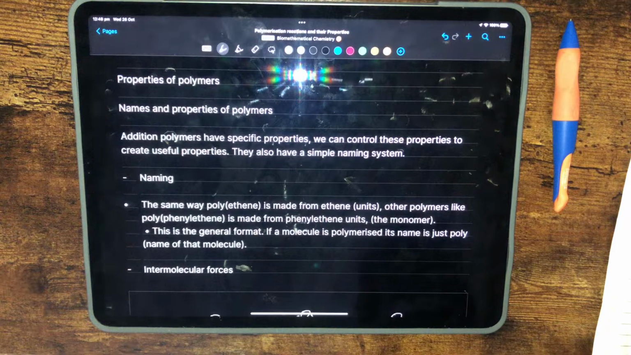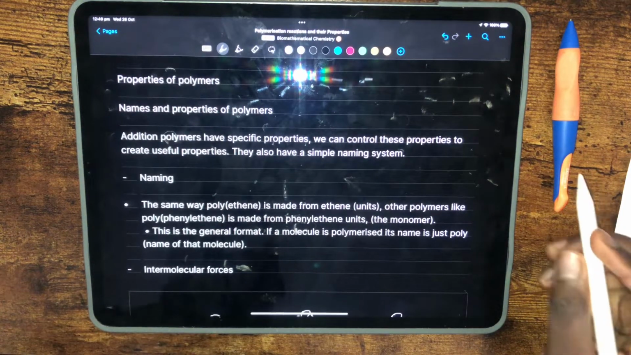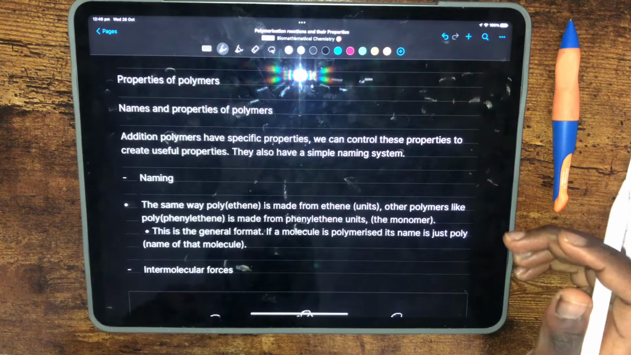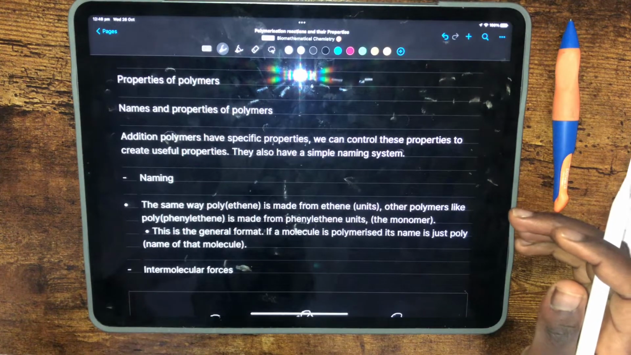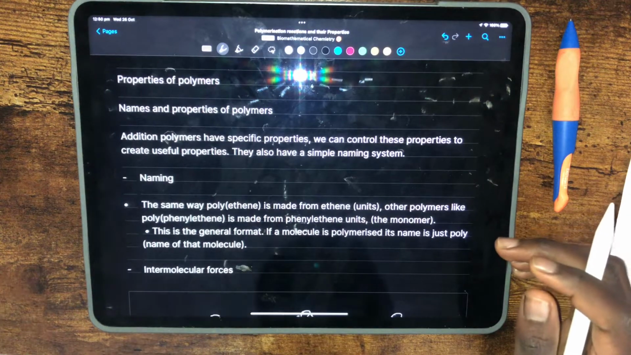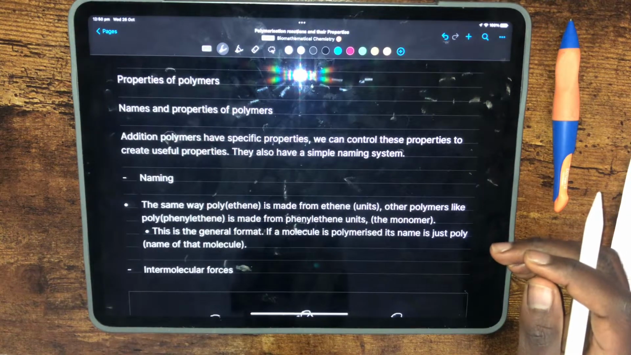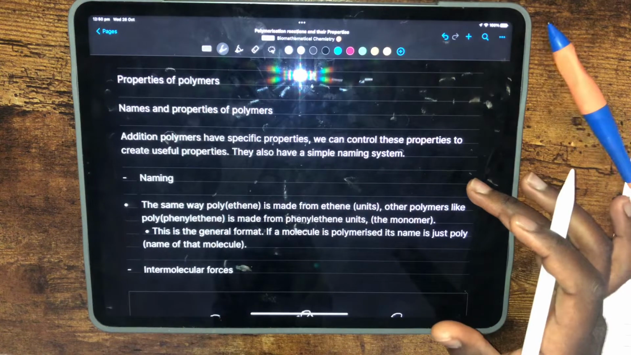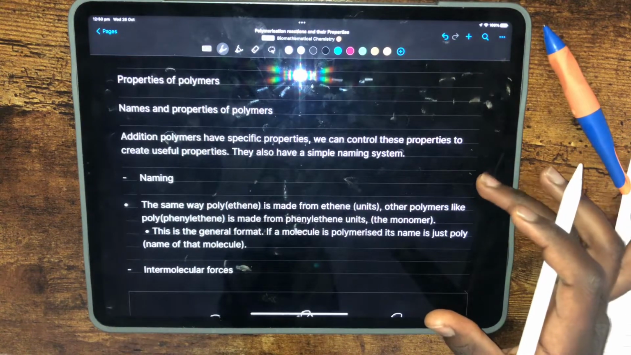Alright, on to part 2 of this video. Properties of polymers and naming properties of polymers. So addition polymers have specific properties. We can control these properties to create useful properties. They also have simple naming systems. Naming with polymers is actually very simple.